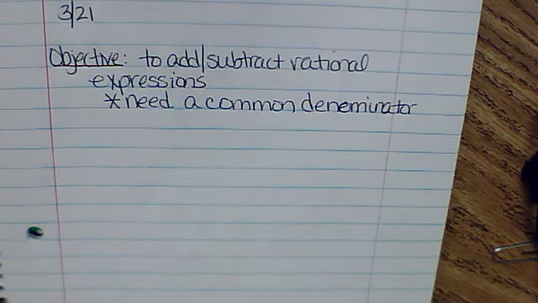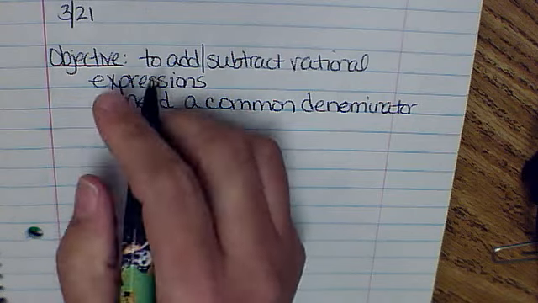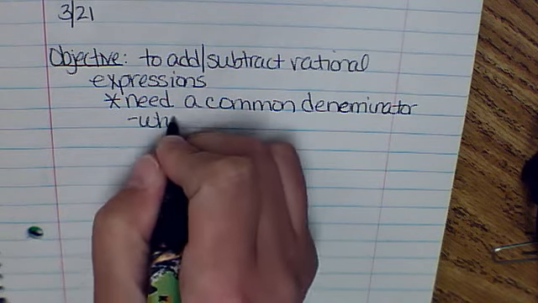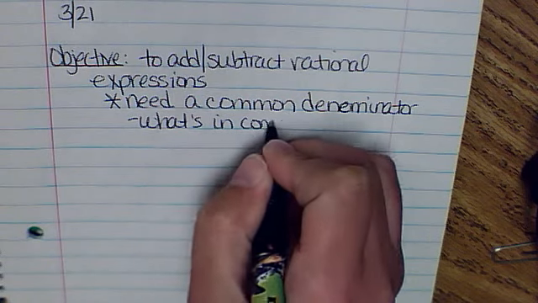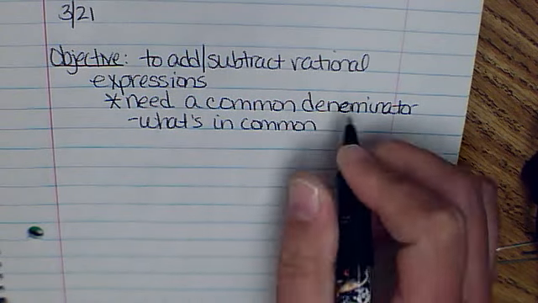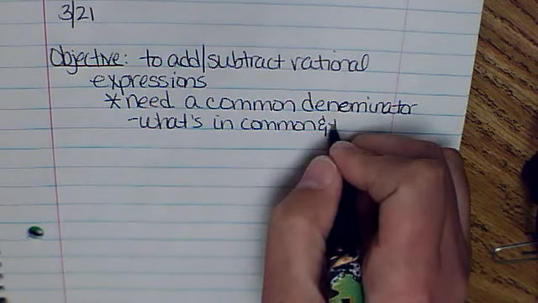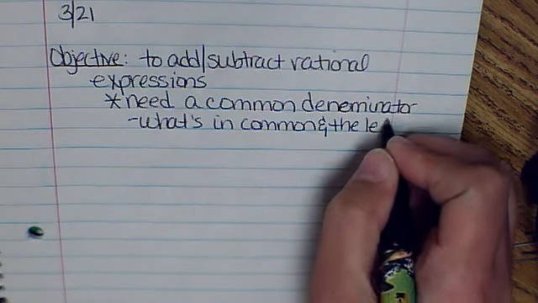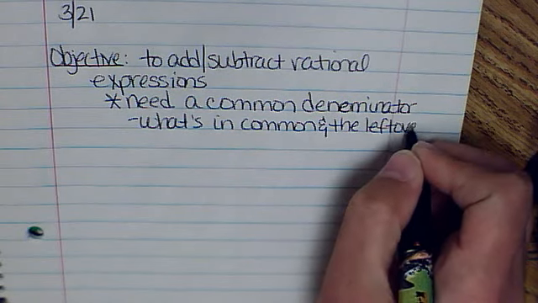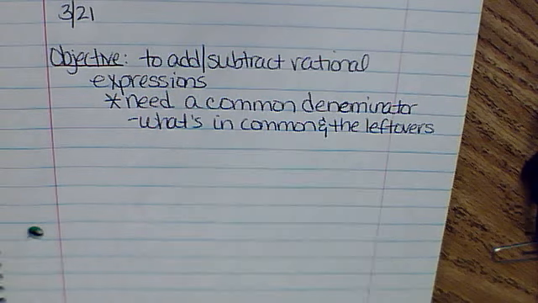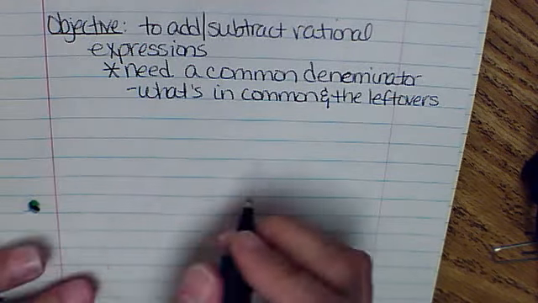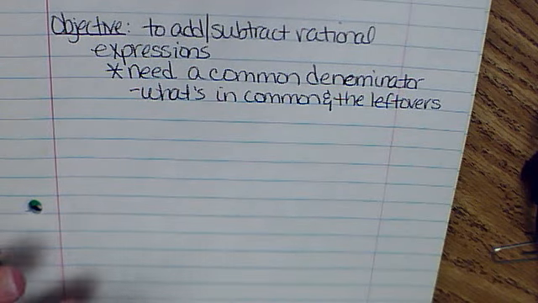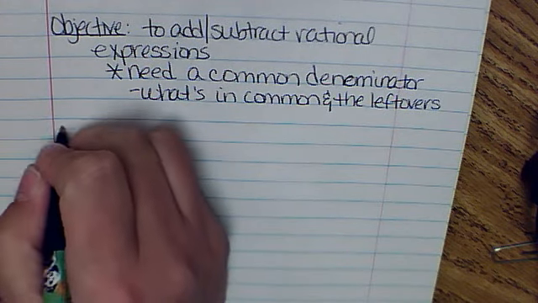Okay. In order to find a common denominator, you find what's in common, and the leftovers. So to find a common denominator, you find what they have in common and the leftovers. So we're going to start out by just finding the common denominator.